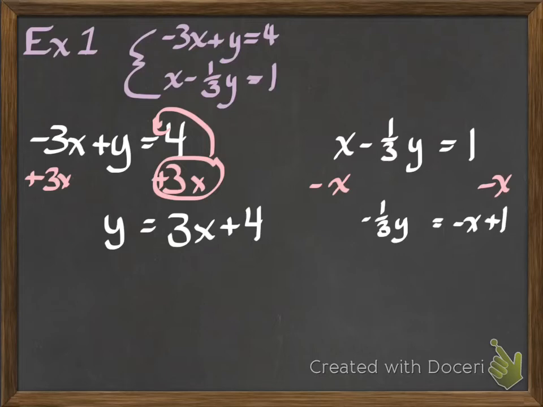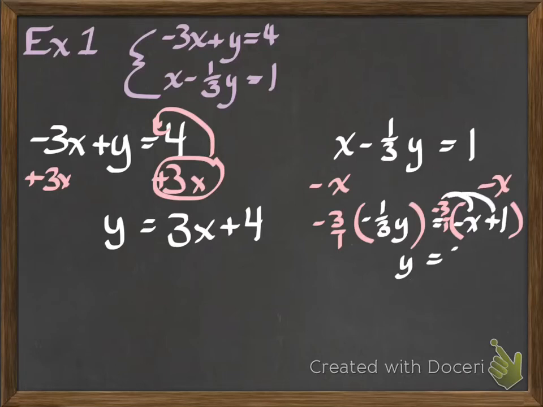Now, when I divide by a fraction, that's the same as multiplying by its reciprocal. So I'm going to multiply both sides by the reciprocal of negative 1/3. So I'm going to multiply both sides by negative 3 over 1. And that gives me y is equal to, when I distribute that through, 3x minus 3.